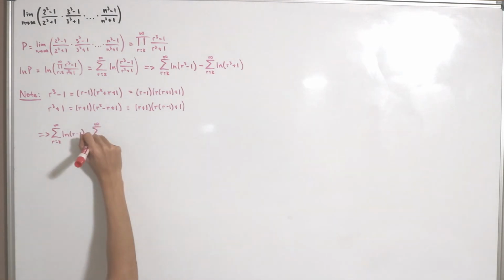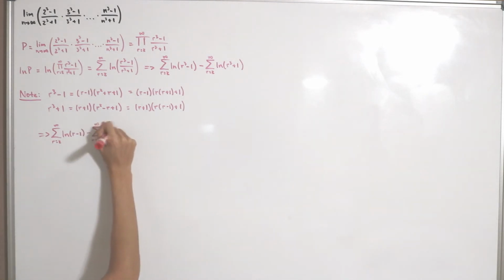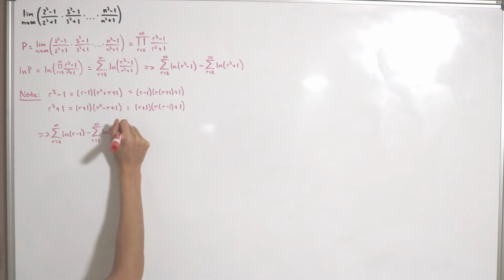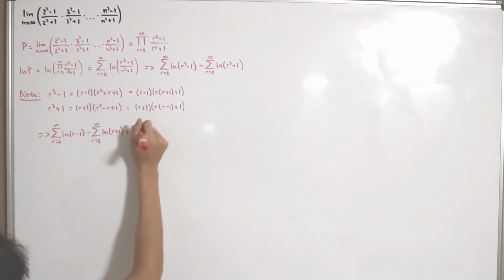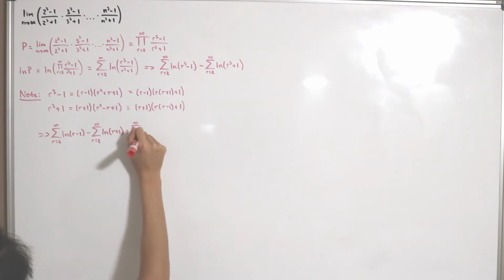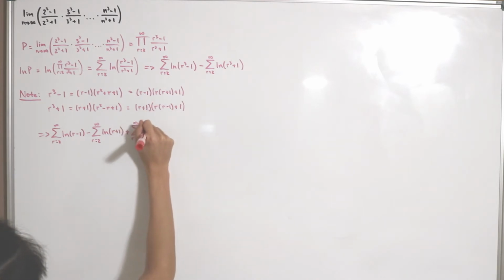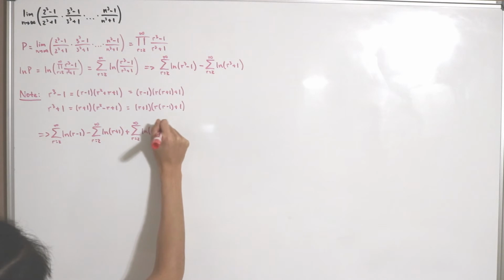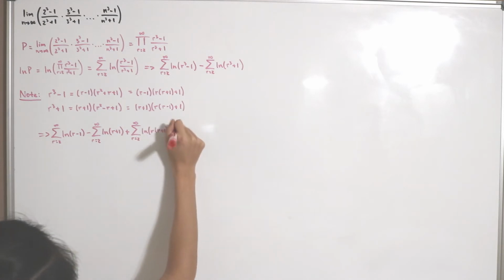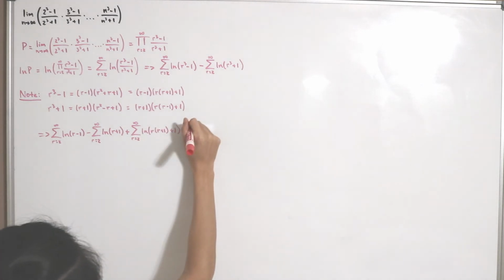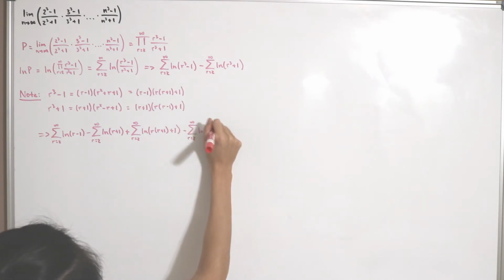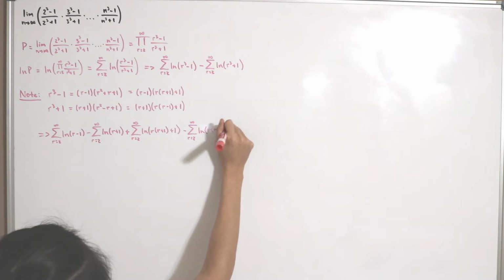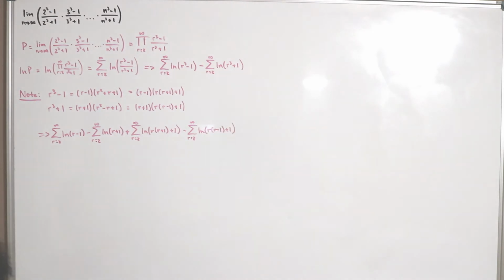That's a minus, and then the summation r equals 2 of natural log of r plus 1, and then plus the summation r equals 2 of natural log of r times r plus 1, and then subtract the summation r equals 2 of natural log of r minus 1 plus 1. Okay, so now the next step is going to be interesting.